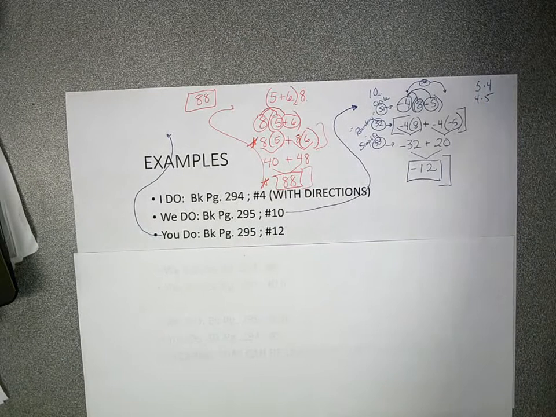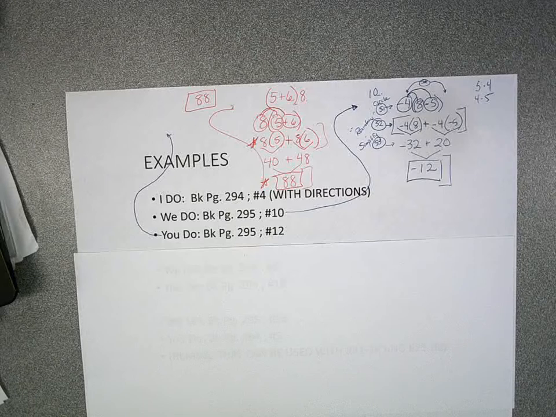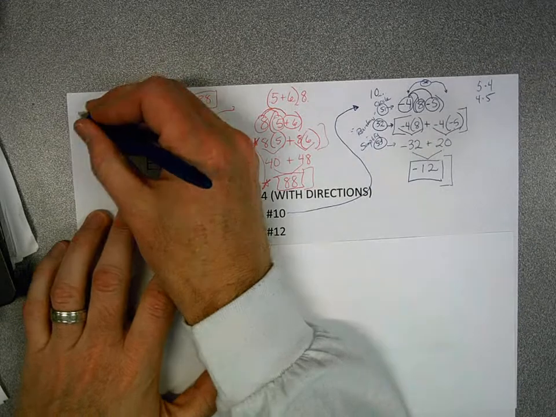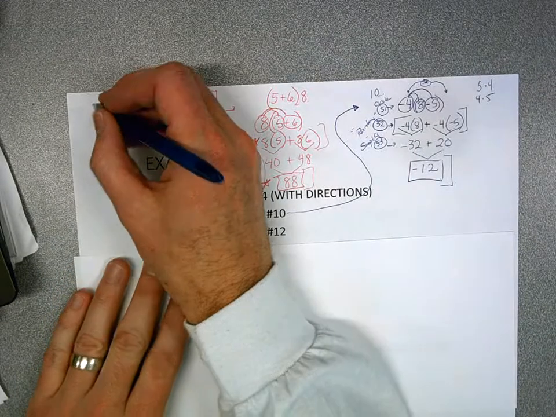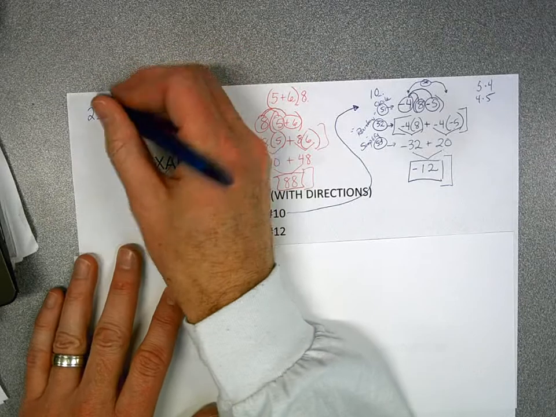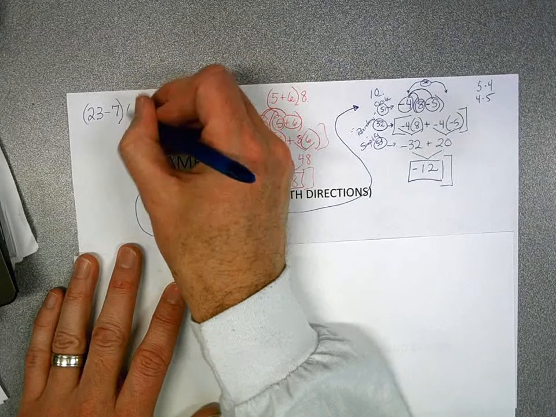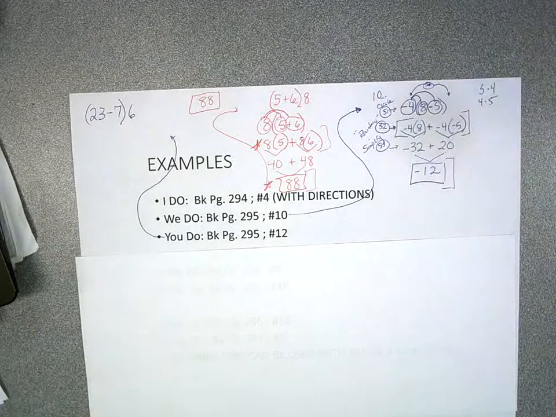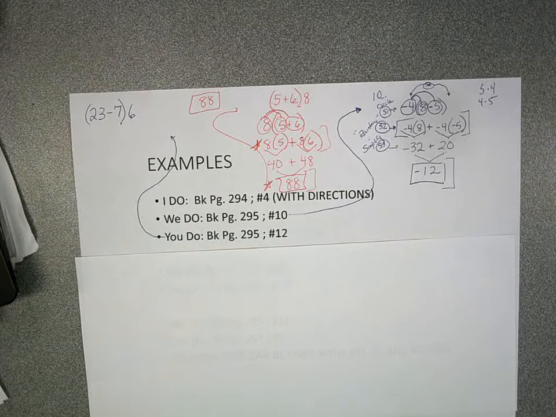Turn and share, go. I got 96. I got 96. I had to change it because I subtracted out first, so I got 1.